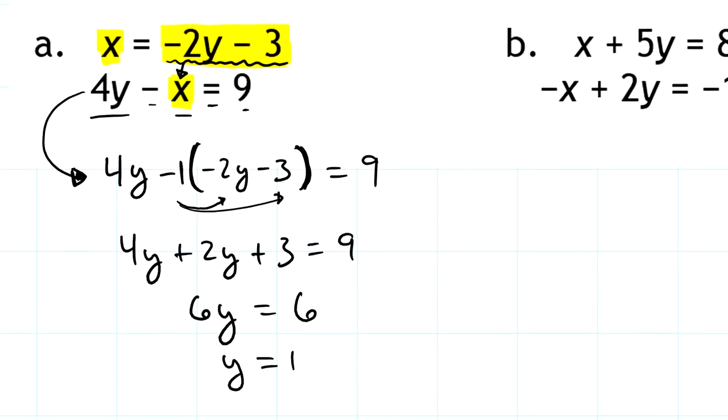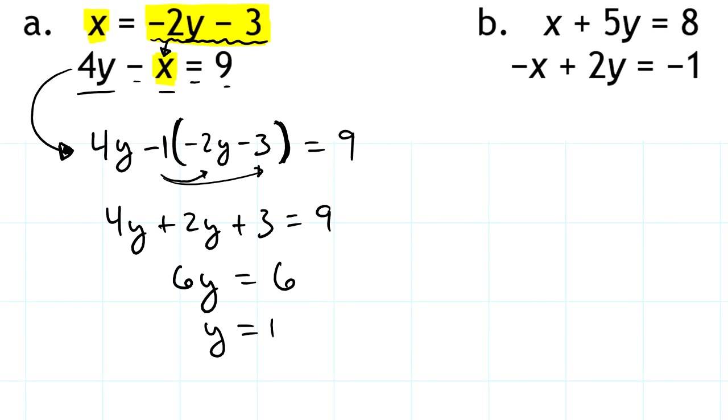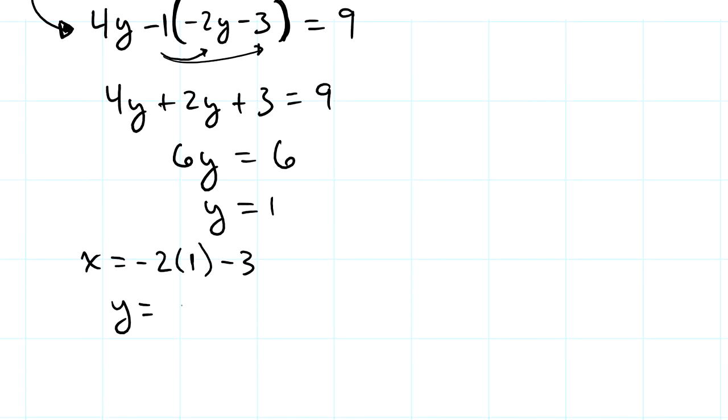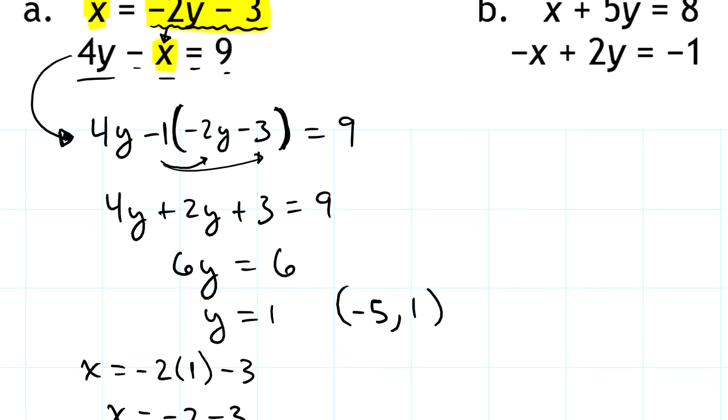And now that I know what y is, I'm going to place that into the first equation because it's so generous. It's saying, hey, if you want to know x, listen to me. x is the opposite of 2 times y, and you can see I'm placing my 1 there, and then minus 3 from that. So x would have to be negative 2 minus 3, which looks like x is the number negative 5. So my solution is the point where x is negative 5 and y is 1.